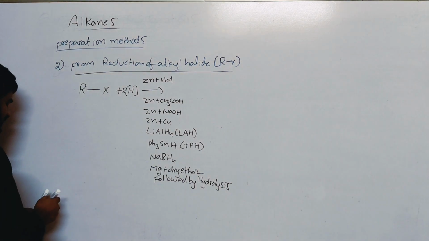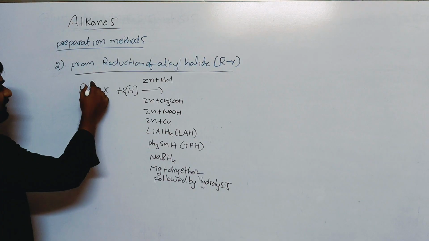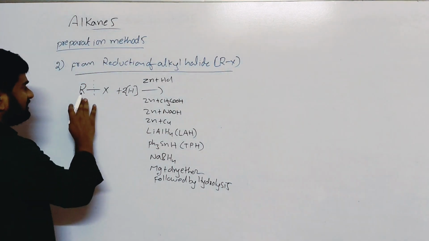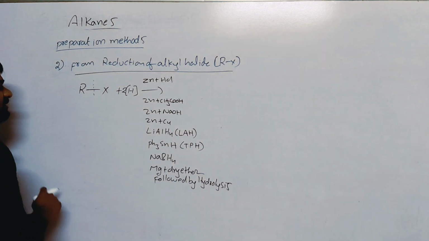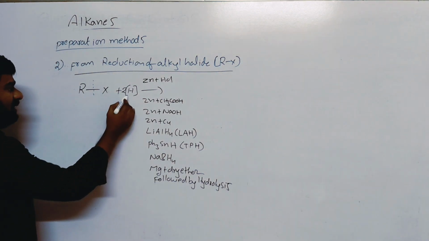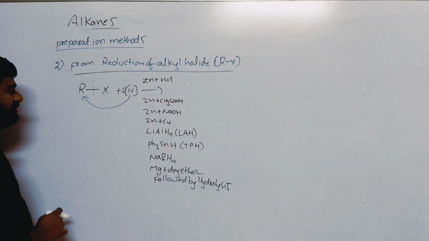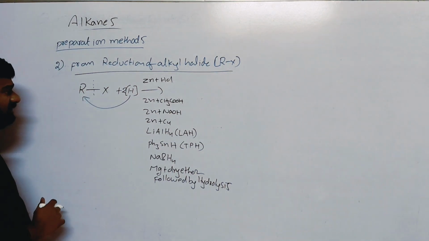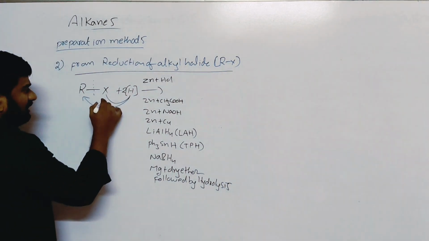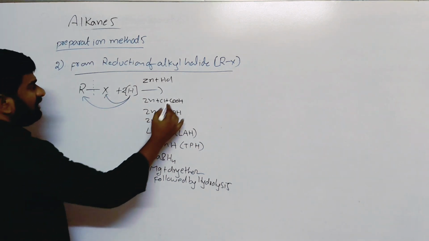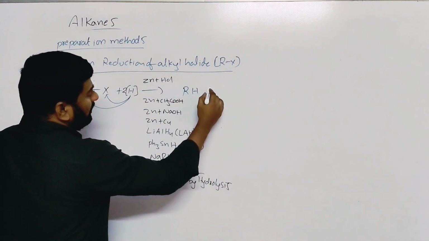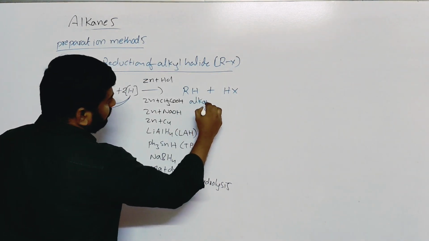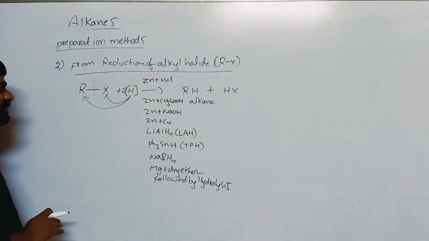Here what is happening? You have to break the R-X bond, means the carbon halogen bond. Here R means alkyl group, which means a carbon containing compound. So you have to break this. After breaking this one, add hydrogen to the carbon to which this bond is attached. Next, one more hydrogen goes to the halogen. Then what will you get? RH plus HX. This is an alkane. So in this way you will get alkanes from the alkyl halides.